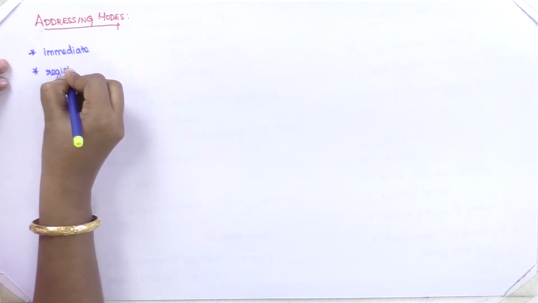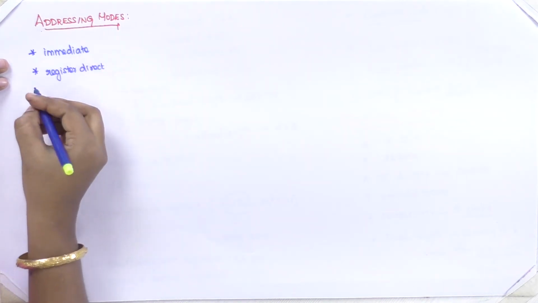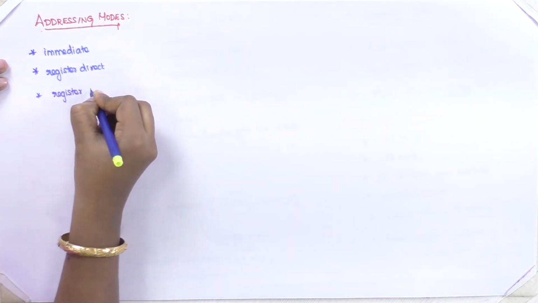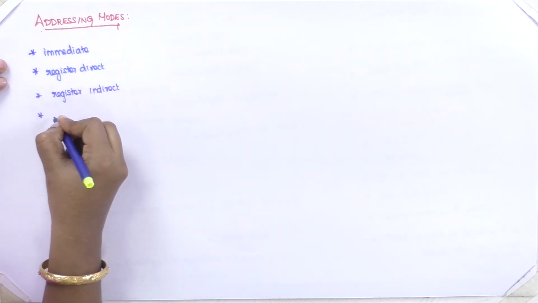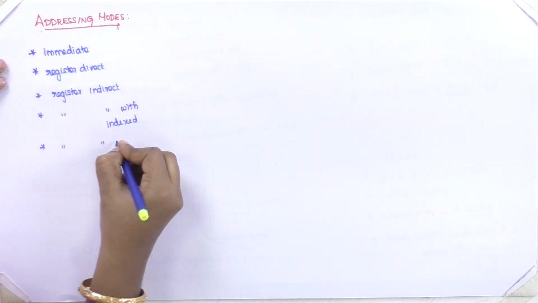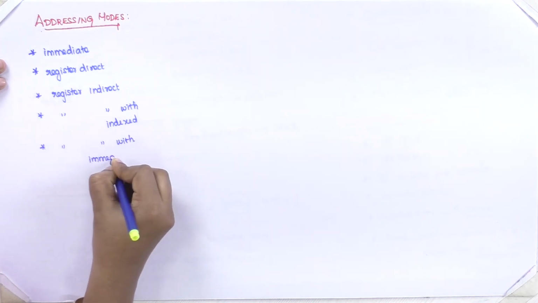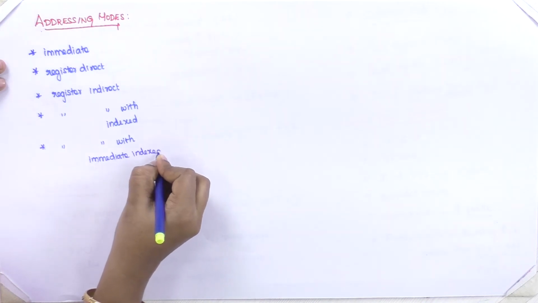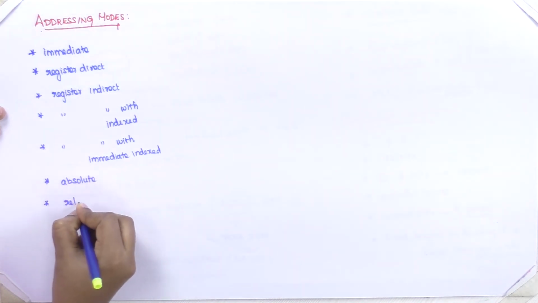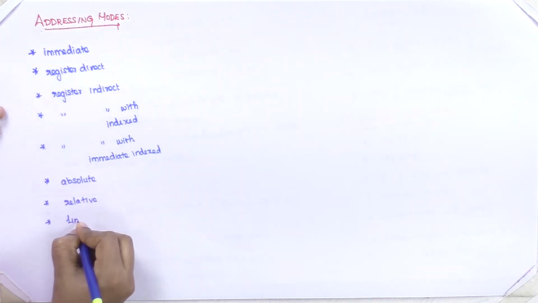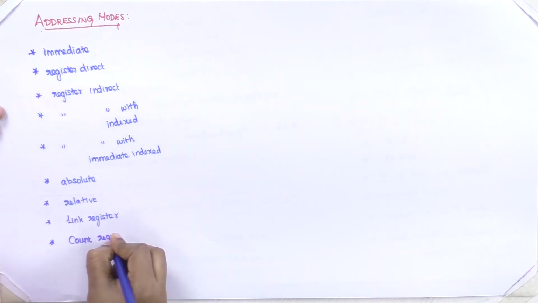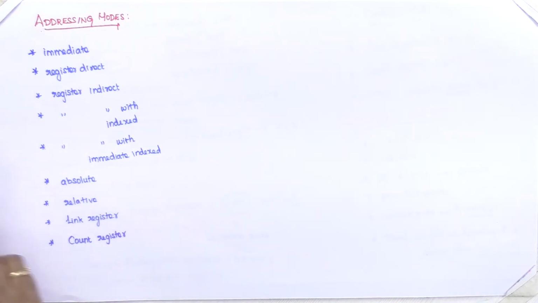Then register direct mode, register indirect mode, register indirect with indexed mode, register indirect with immediate indexed mode, absolute addressing mode, relative addressing mode, link register addressing mode and count register addressing mode. So, these are the addressing modes available in PowerPC architecture.